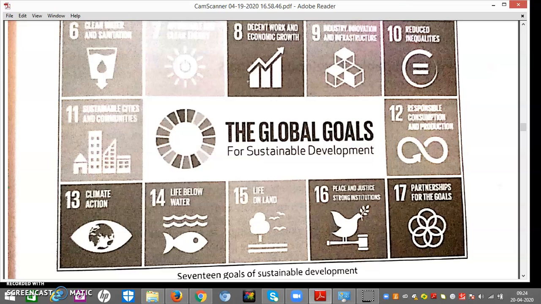Now, life on land means the vegetation, the birds, the animals, the trees that are living on the earth.